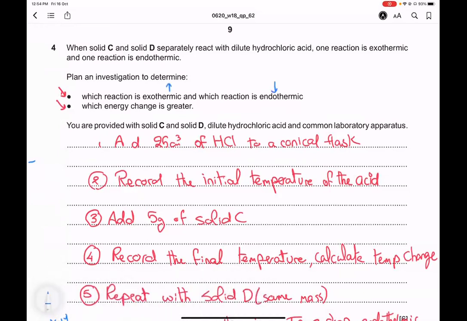If the temperature increased, it's exo. If the temperature decreased, it's endo. Which energy change is greater? This means that we will see by how many degrees Celsius did the temperature increase or decrease. Okay, so if it increased by 10 and decreased by 15, this means that the endothermic had a larger temperature change or energy change.